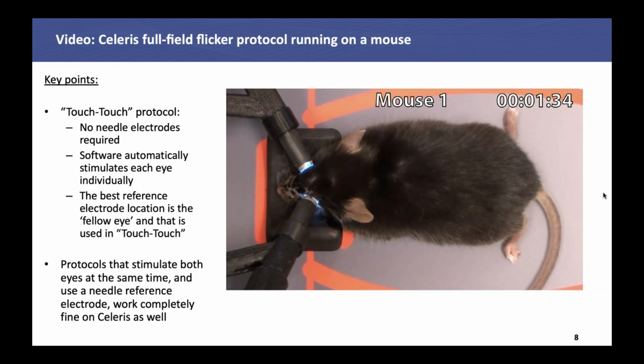And our software can automatically flip back and forth between the two. So quick setup, fast test. Again, you can do a more traditional setup with a needle electrode as a reference and stimulating both eyes. Any of that is possible, but the touch-touch protocol is something that's a little unique to Solaris itself.